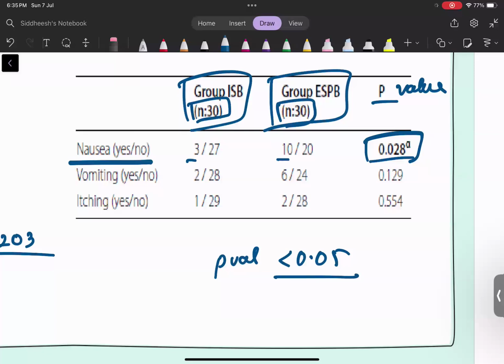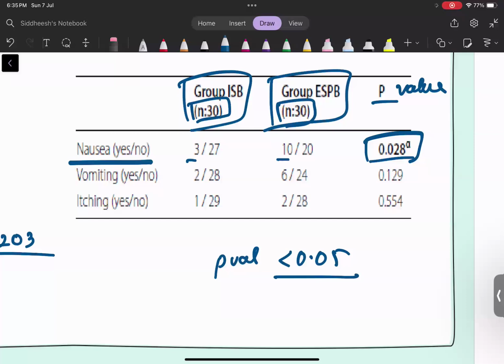P value is the main thing in the statistics part. So once you are performing the inferential statistics, automatically you will get some p value out of it. If you're applying a chi-square, you will get one chi value, you will get one p value. That p value will tell you whether this is significant or not.